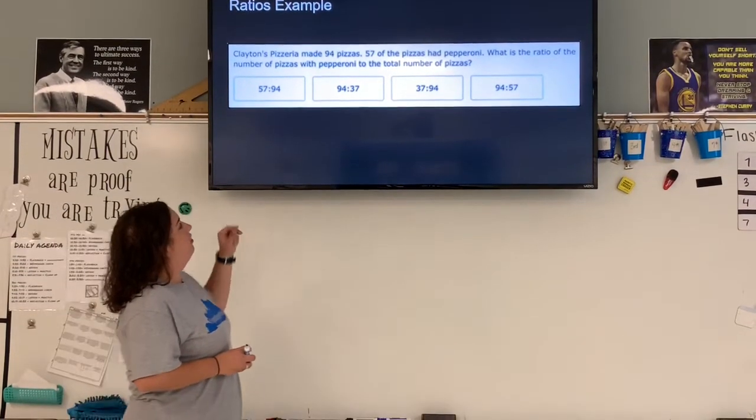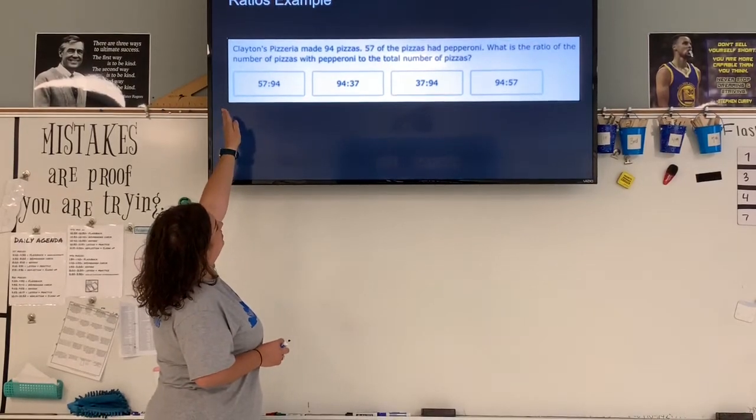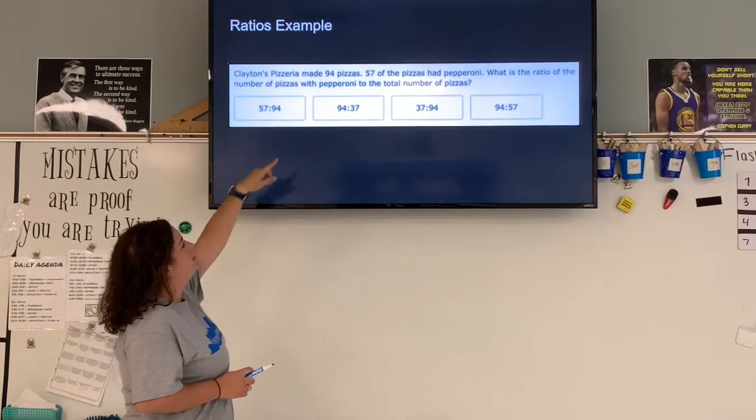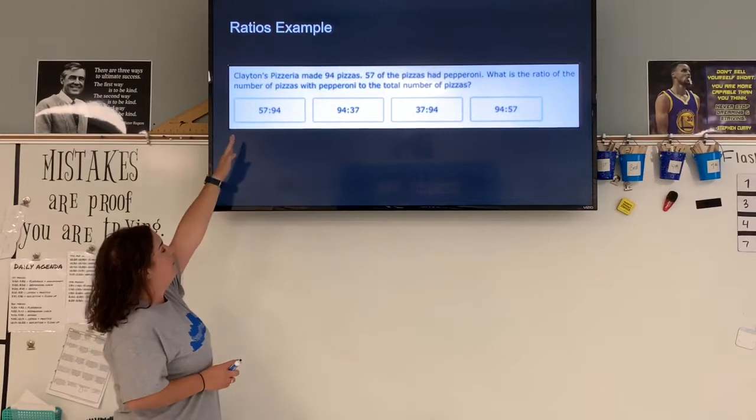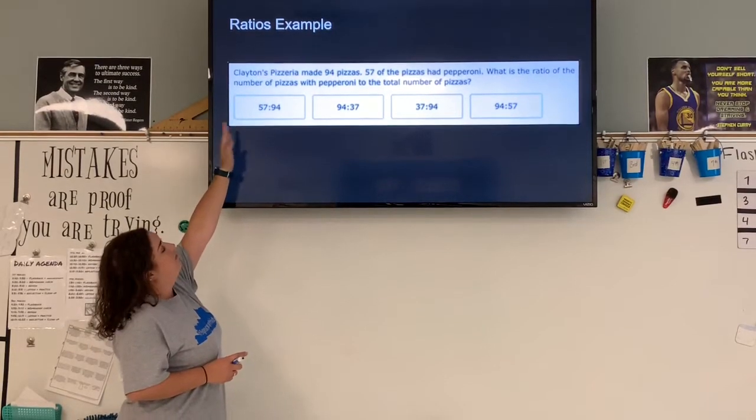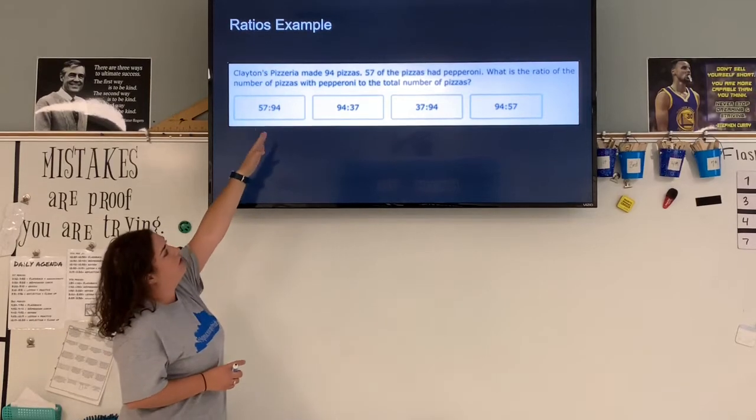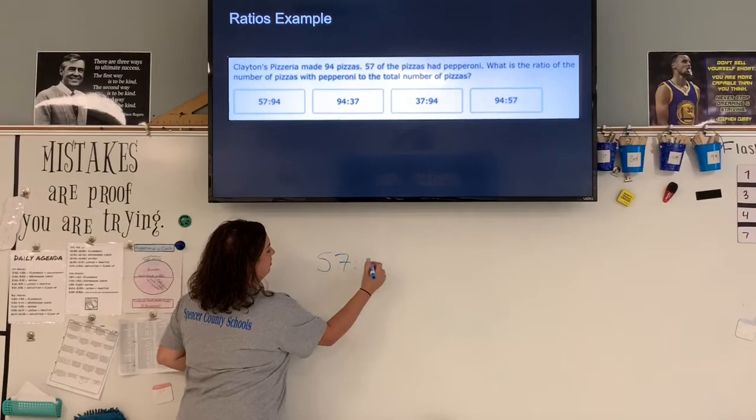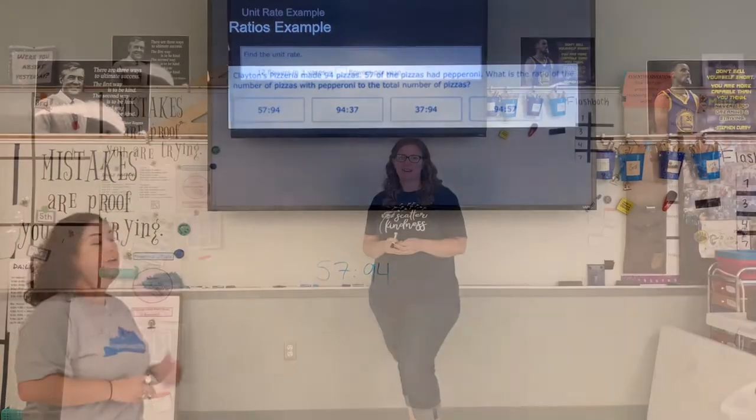So we need to find the ratio of the number of pizzas with pepperoni to the total number of pizzas. On this one, they told us that 57 pizzas had pepperoni, so we know that will be this one right here, and we're comparing it to the total number of pizzas, which they told us in the beginning was 94. So 57 pepperoni pizzas to 94 total pizzas, and that would be your answer.